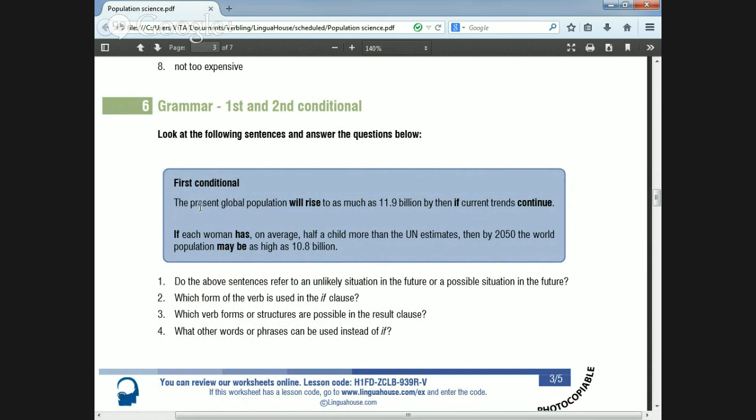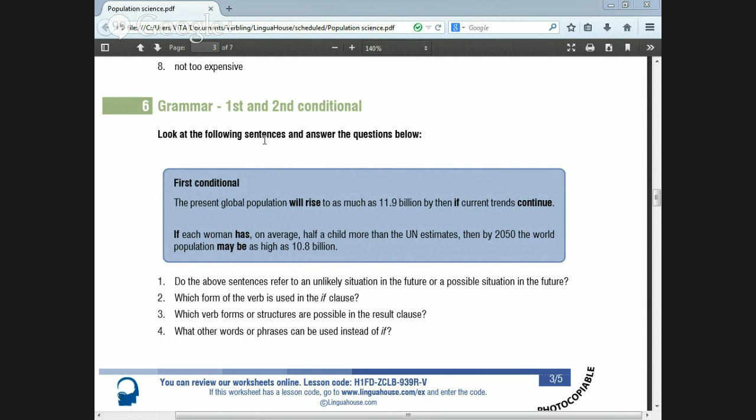So the first conditional, for example: the present global population will rise to as much as 11.9 billion by then if current trends continue, or if each woman has on average half a child more than the UN estimates, then by 2015 the world population may be as high as 10.8 billion.